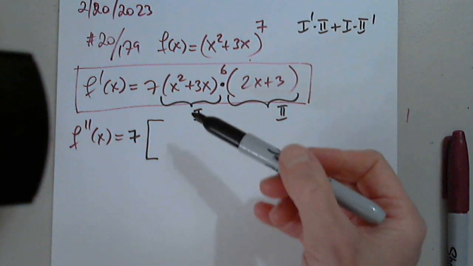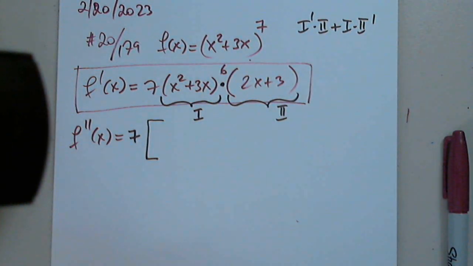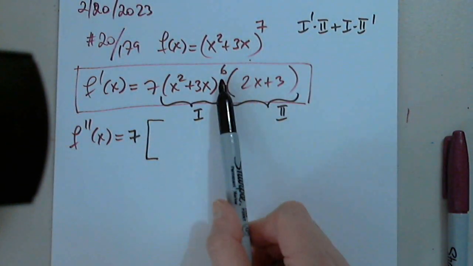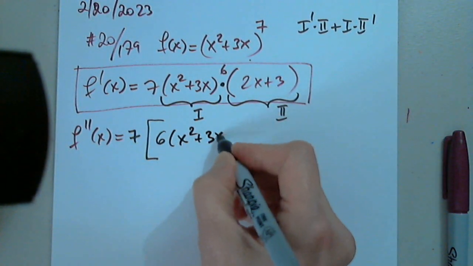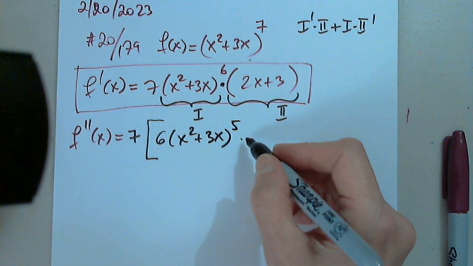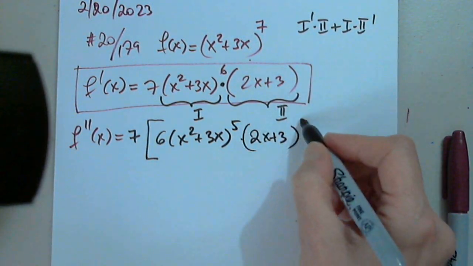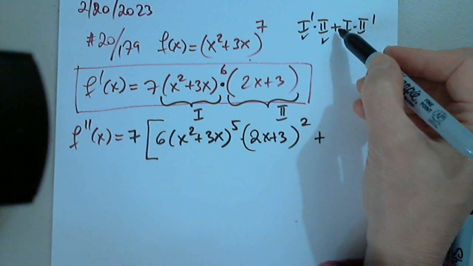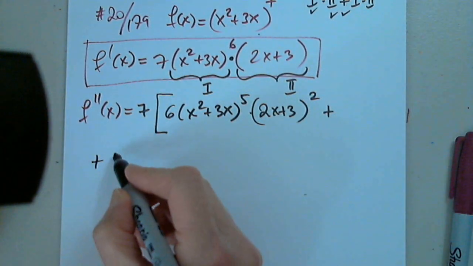But if you're using 1 prime times 2 plus 1 times 2 prime, let's do that. Can anyone give us 1 prime? Is that 5? Oh, I mean 6, (x squared plus 3x) to the power of 5, and then 2x plus 3. Good. Times 2x plus 3, I will write (2x plus 3) squared. So I have this, and I have the plus. Now I copy number 1.